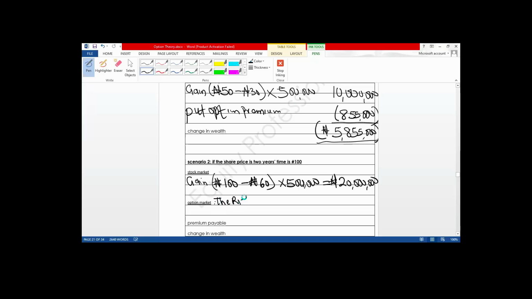The right will not be exercised. In that case, this is 0. 0 means you are not exercising your right. But you must pay the premium. Whether you exercise your right or not, the premium is 855,000.